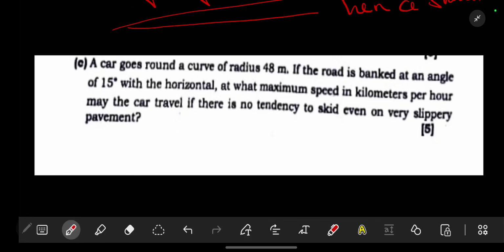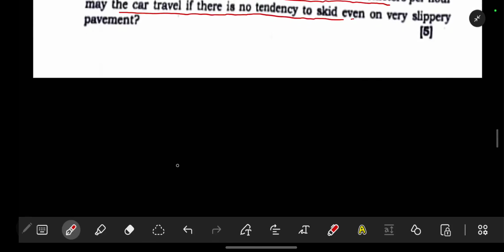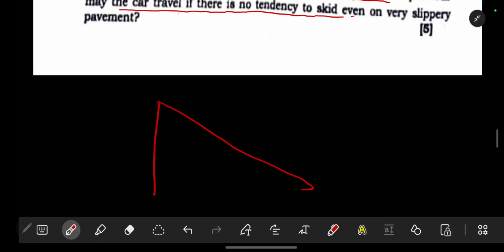So a car goes round a curve of 48 meters. If the road is banked at an angle of 15 degrees with the horizontal, at what maximum speed in kilometers per hour may the car travel if there is no tendency to skid even on a very slippery pavement? So same approach, you're going to draw this. Your theta is here, you have the car there, the one that is up is the Fn.